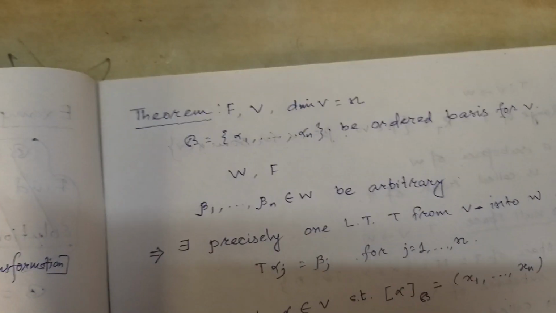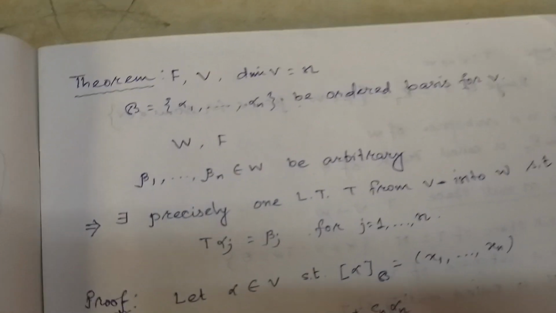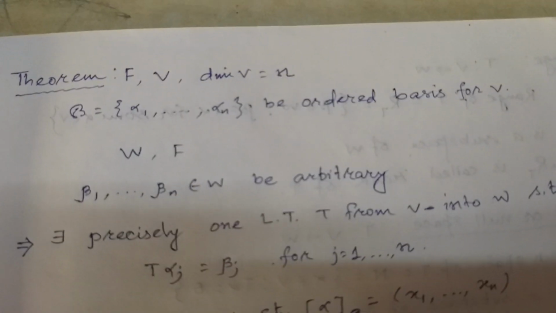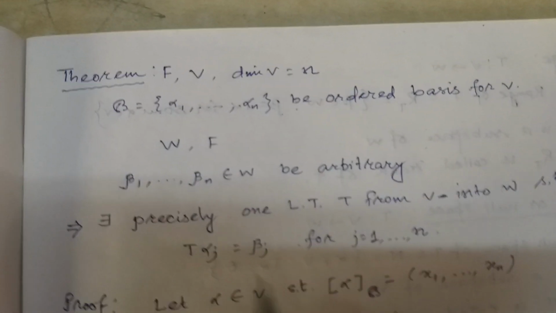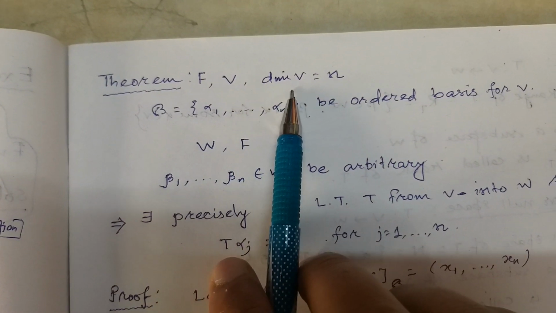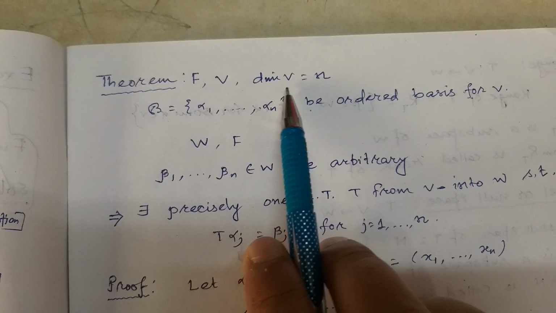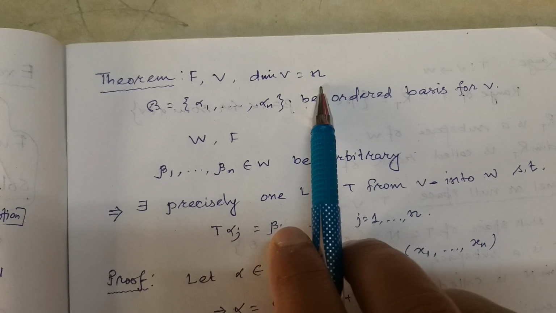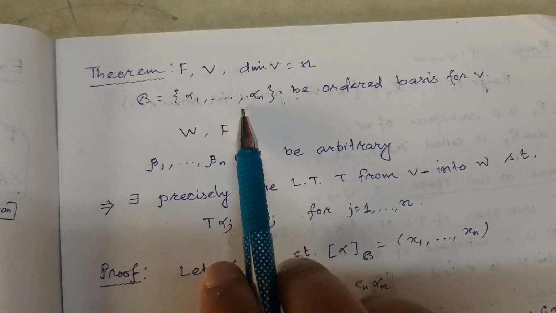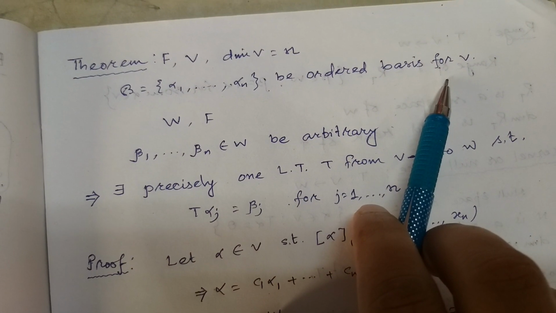Next, we have a very elementary theorem but important. Let F be any field and V be a finite dimensional vector space over the field F. Suppose that dimension of V equal to n, and let B equal to alpha 1, alpha 2, dot dot, alpha n be an ordered basis for V.